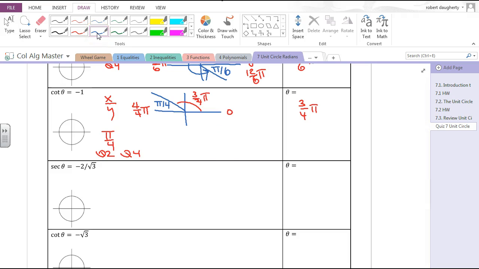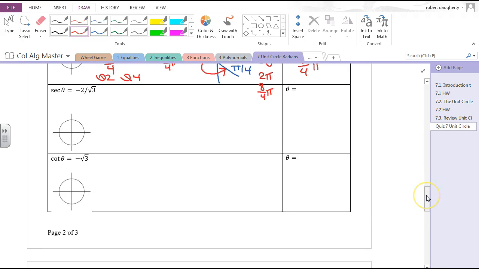To find pi over 4 in the fourth quadrant, pi over 4. What is the angle that starts with 0 and ends right there? Well, this is 0. This is 4 over 4 pi. And when I make a full revolution, that's 2 pi, or 8/4 pi. So what's 8/4 minus 1/4? That is 7/4. So the answer is 3/4 pi and 7/4 pi.